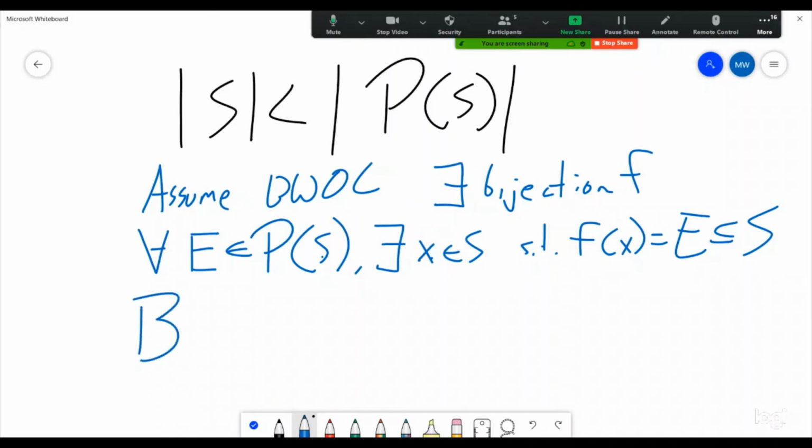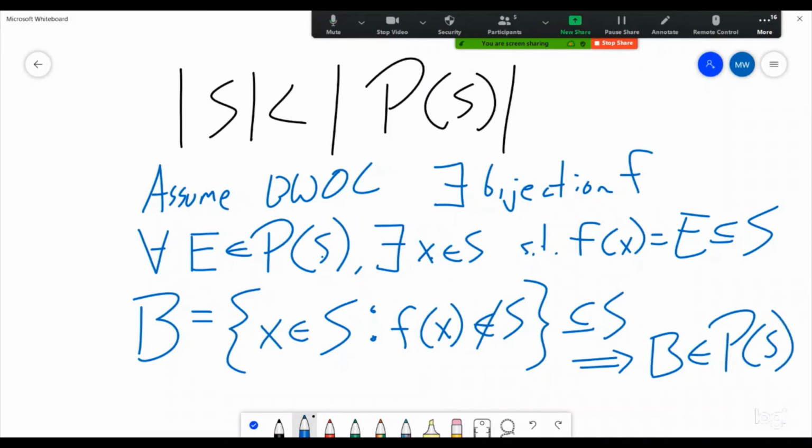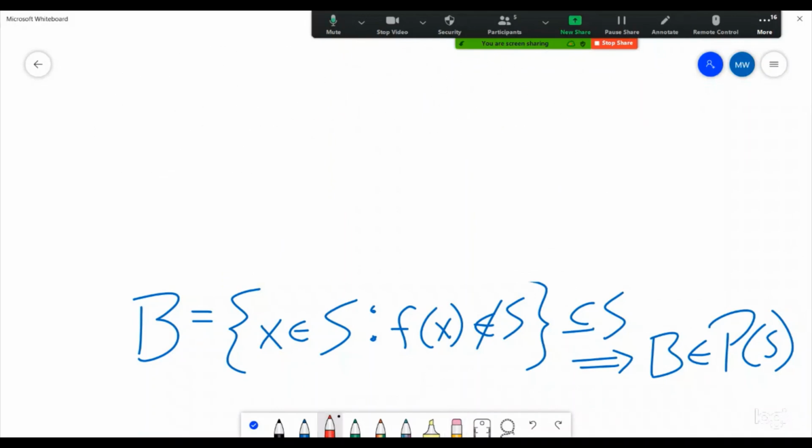So if we define B to be equal to the set of elements x in S such that x is not in f of x, this is a subset of S, which implies that B is an element of the power set of S. Because we have a bijection, there exists some element that maps to B, so we now have f of some element y equals B. So the question is, is y in B?